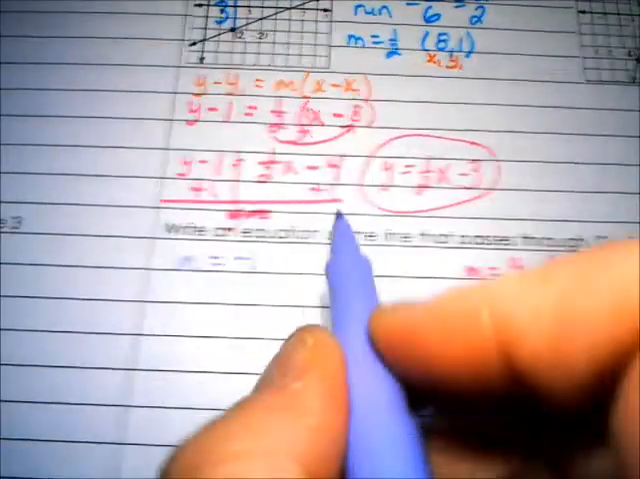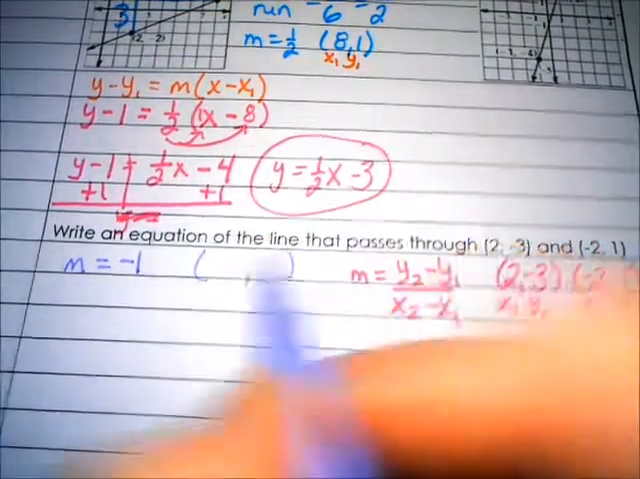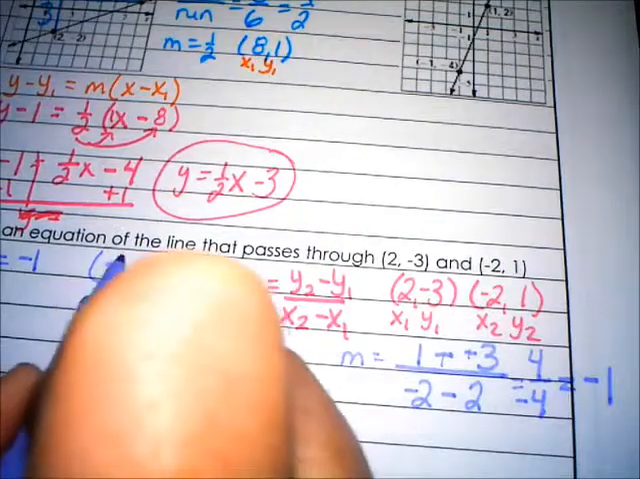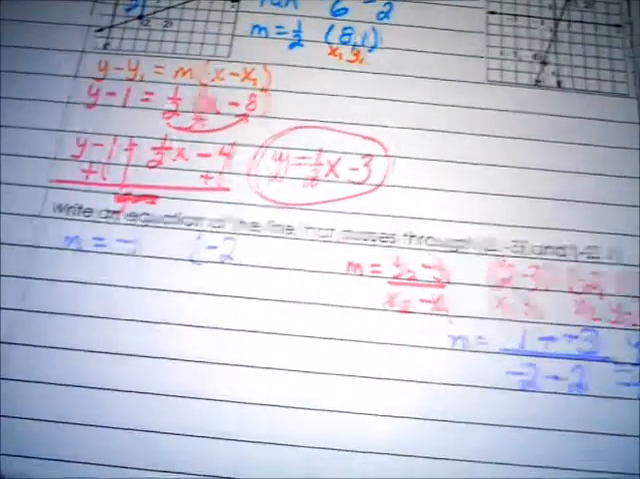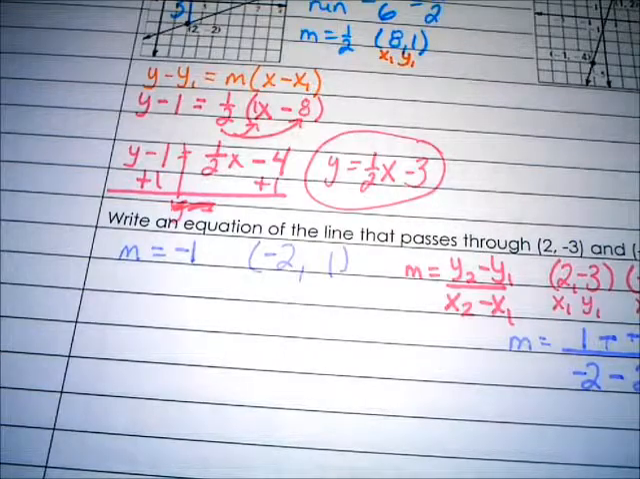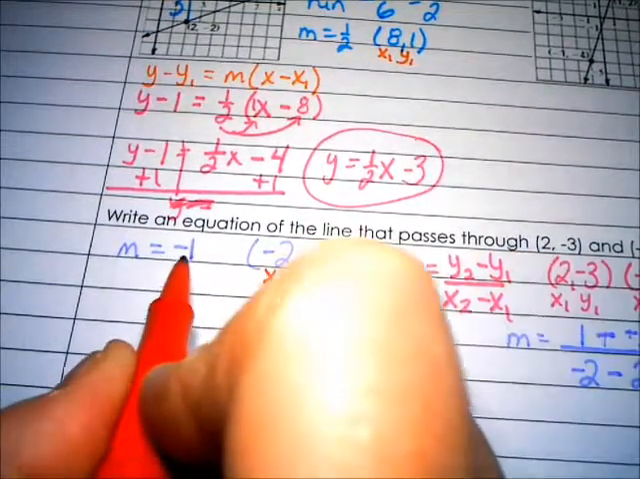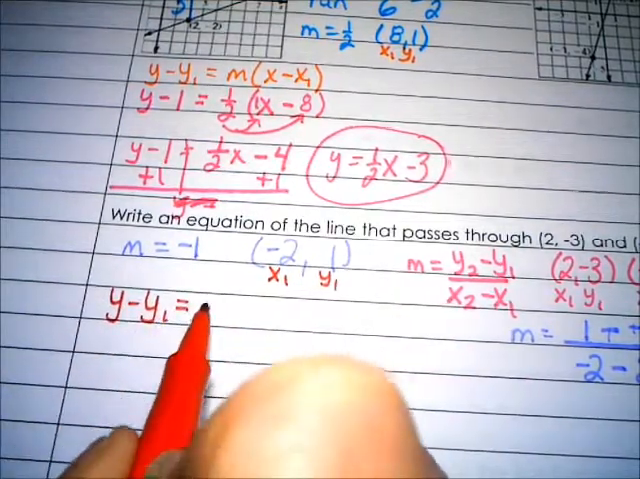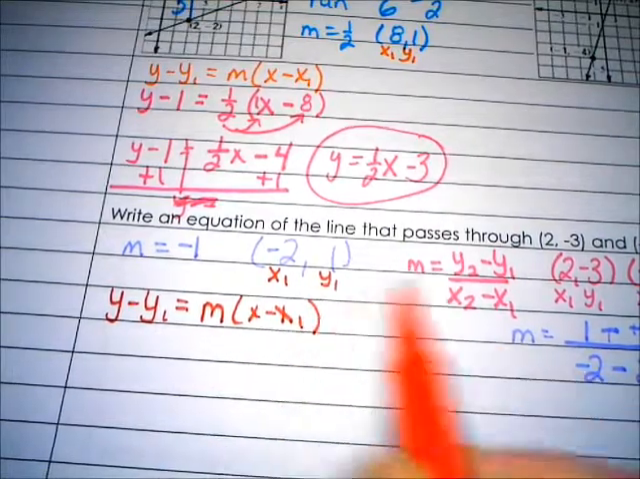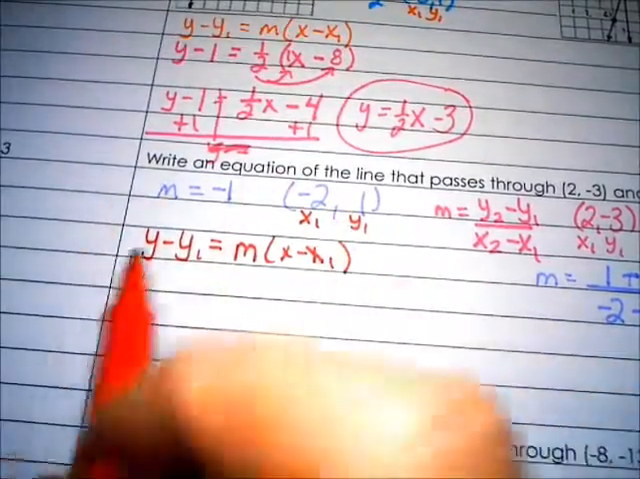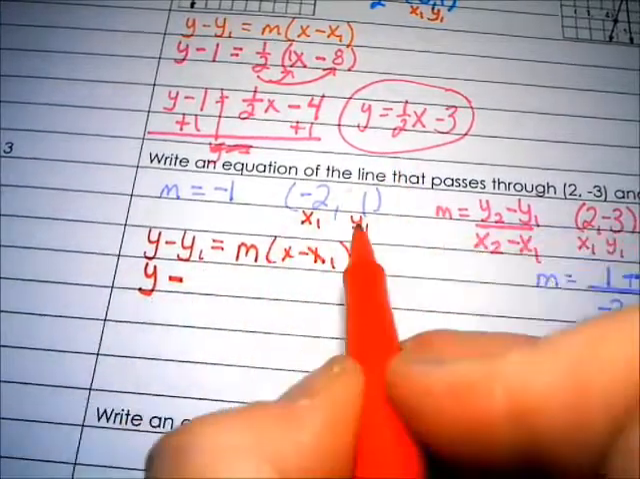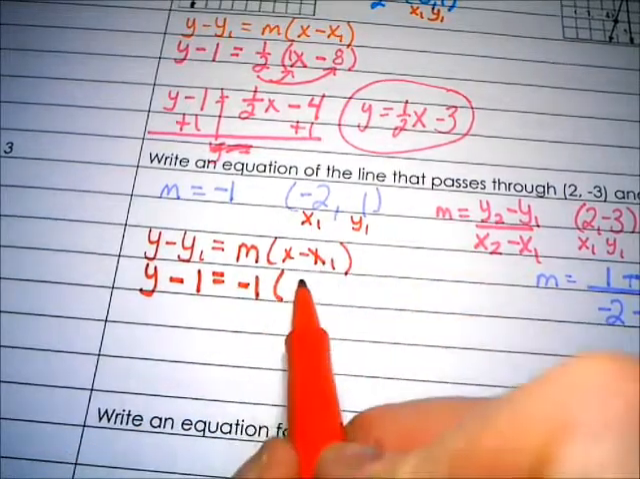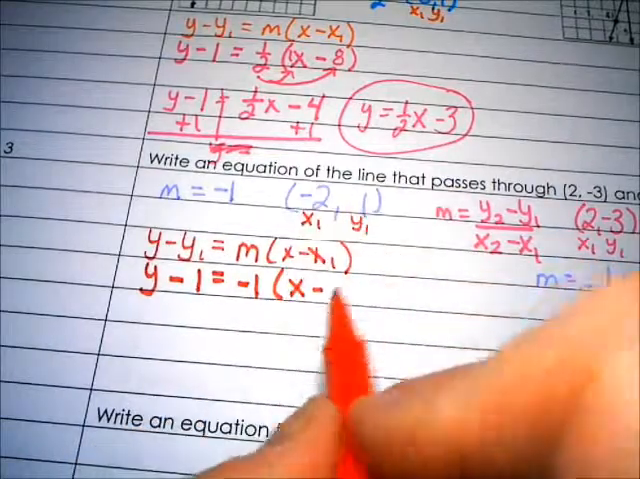So I'm going to take my slope of a negative 1, and then I get to pick one of my points. They both have negatives, so I'm going to take the smaller numbers. It does not matter which one. So I'm going to take negative 2 and a 1. Okay. I'll have my x1 and my y1, and here's my m, so I'm going to my formula. So that when I rewrite this, I'll have y minus y1, that is 1, equals the m, which is a negative 1, then x minus x1, which is a negative 2.